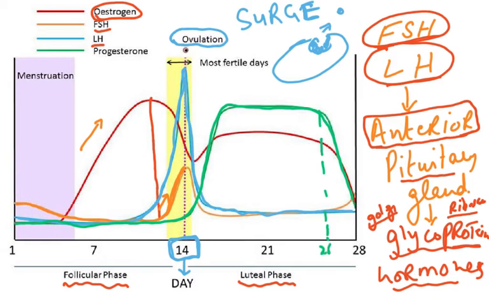So please understand the main 4 hormones: estrogen and progesterone are produced by the ovary, and FSH and LH are produced by the anterior pituitary gland.